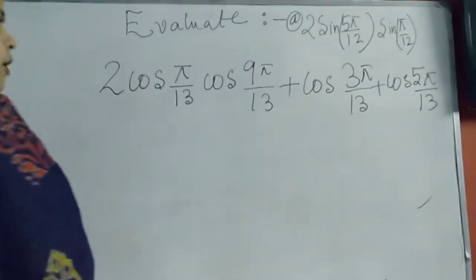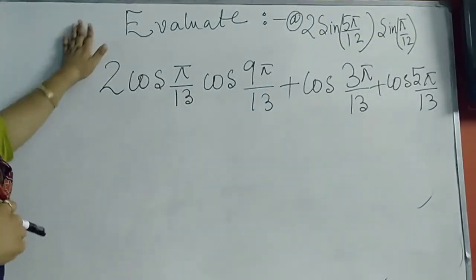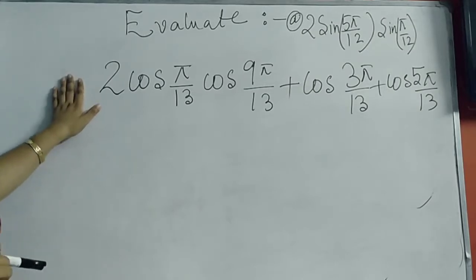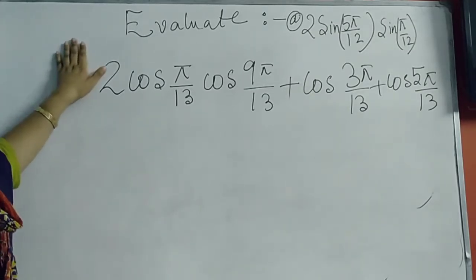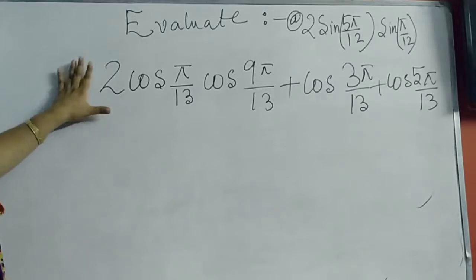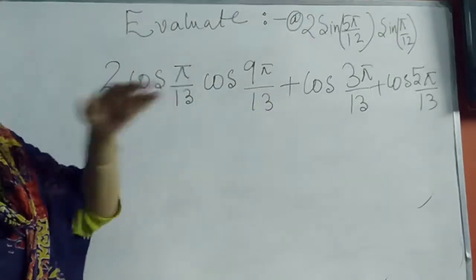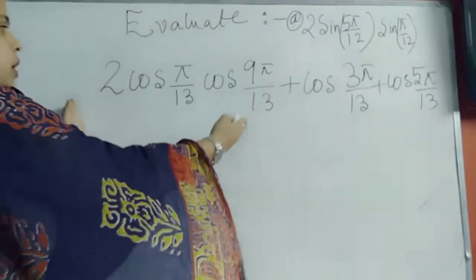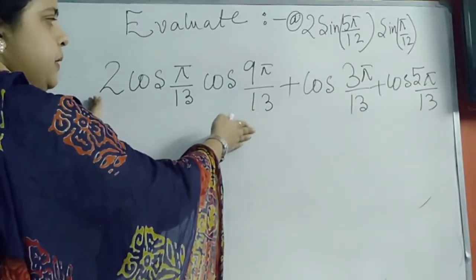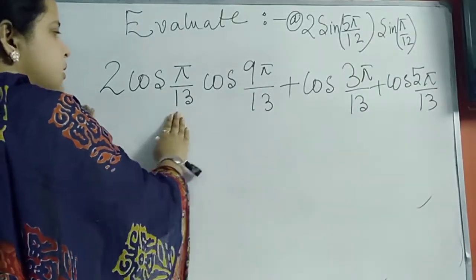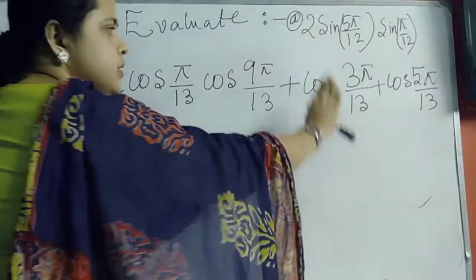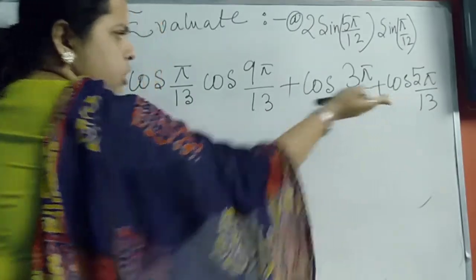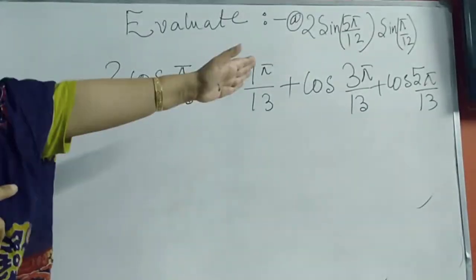The second problem. Evaluate. Again I have given it in the same manner. Maybe it is coming for proof also. Evaluate. So this is the problem in front of you. These two are in the 2 cos A cos B format. This one is in the plus format, so I will not be touching that.